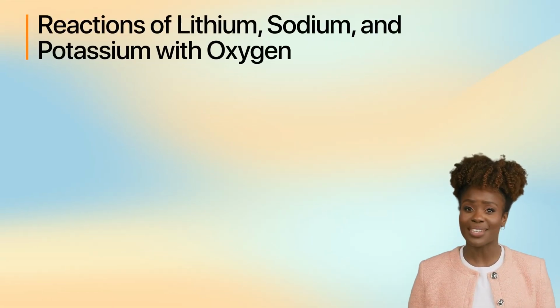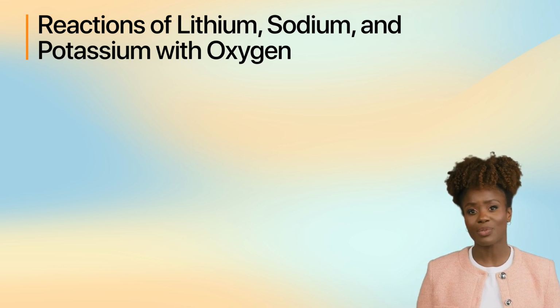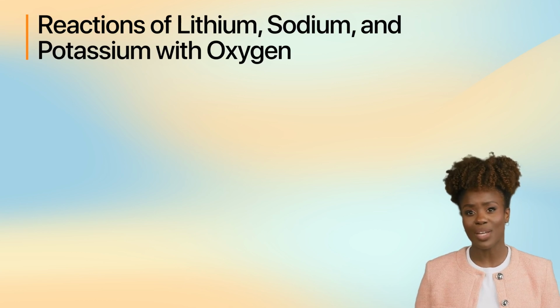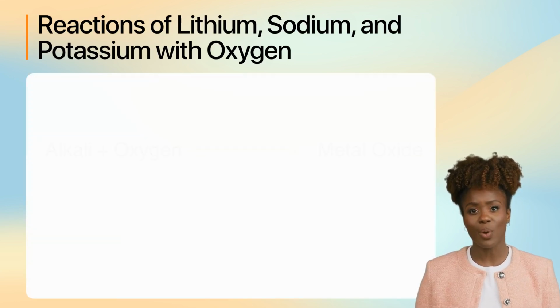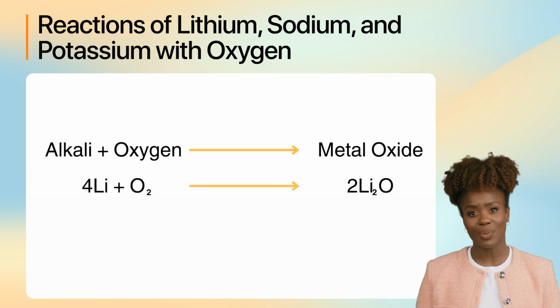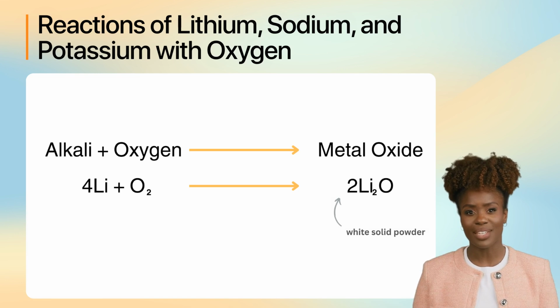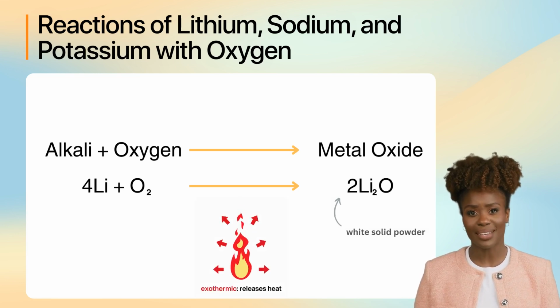Let's dive into the fascinating world of alkali metals and their reactions with oxygen, chlorine, and water. We'll explore the specifics for lithium, sodium, and potassium. First, let's look at how alkali metals react with oxygen. When alkali metals react with oxygen, they form metal oxides. For example, when lithium reacts with oxygen, the chemical equation is 4Li plus O2 becomes 2Li2O. Here, lithium oxide is formed, which is a white solid powder. This reaction is exothermic, meaning it releases heat.